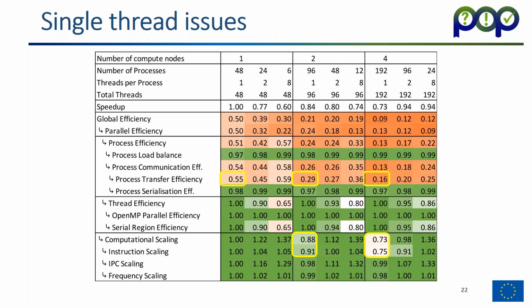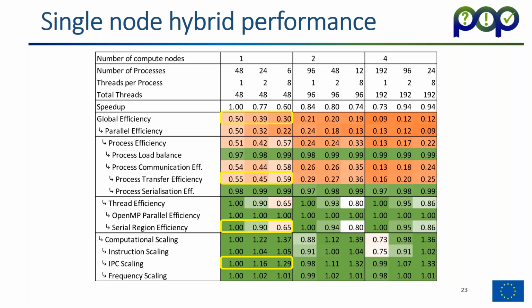We can also use these metrics to look at trends. So we can look at the single thread issues, which are highlighted in yellow here. So we see on single thread, transfer efficiency is particularly low, and the computational scaling is low because of the instruction scaling. I can look at the single node hybrid performance, and I can see that the global efficiency is dropping. I can see the transfer efficiency gets actually worse on 2 threads per process and then gets slightly better. And I can see the serial region efficiency is getting worse.